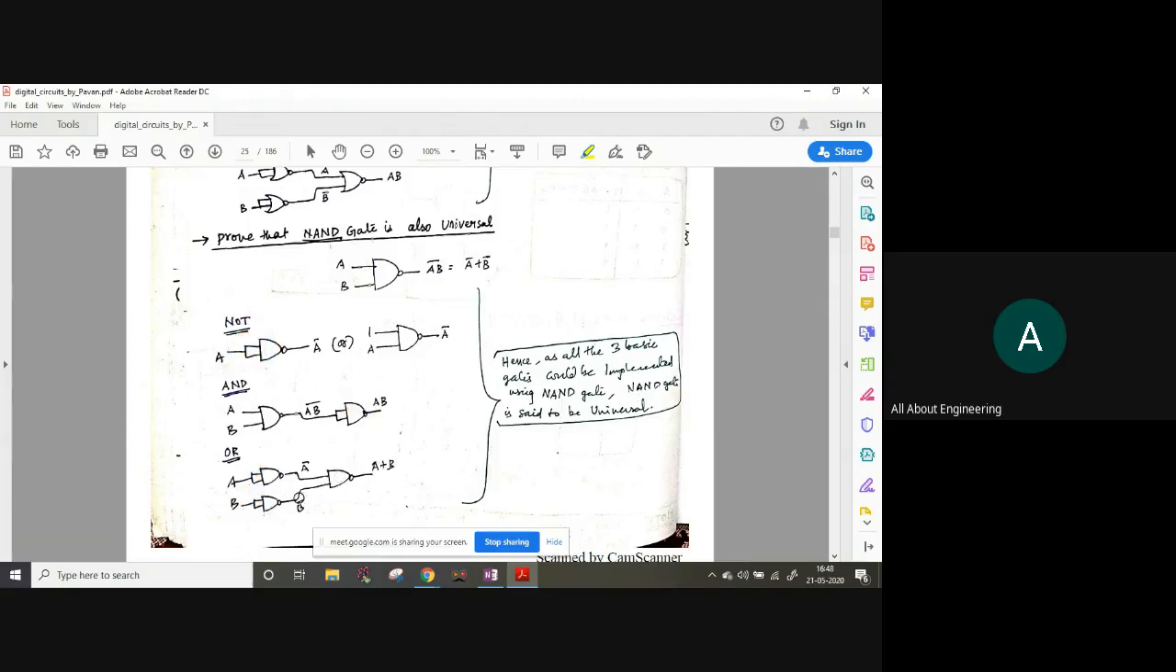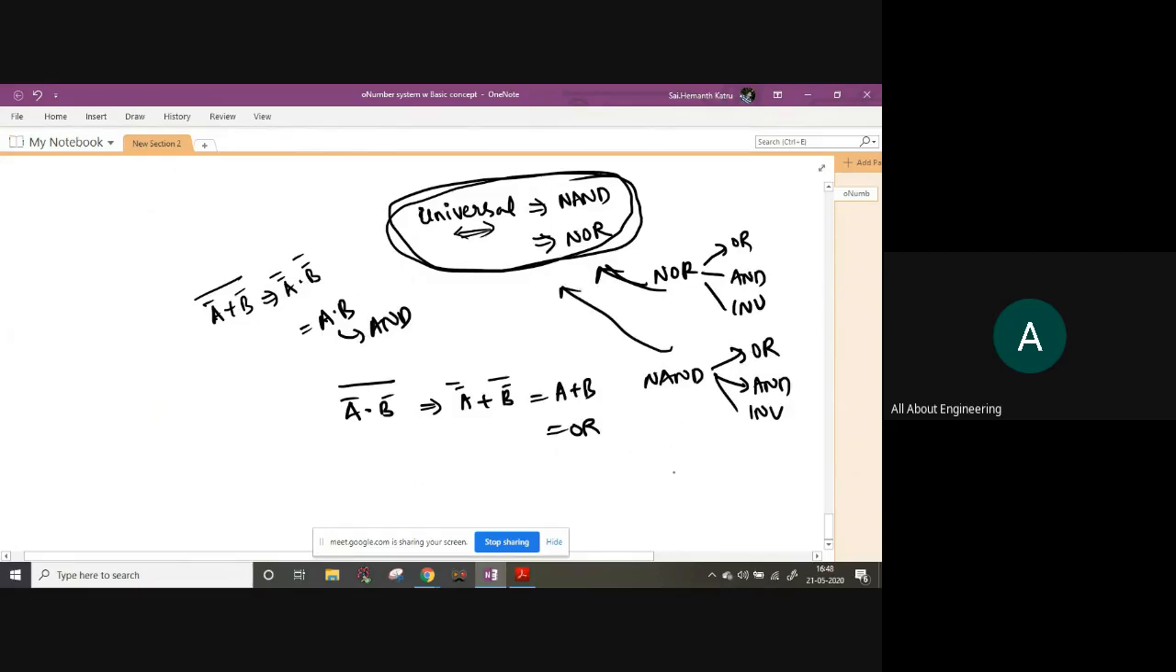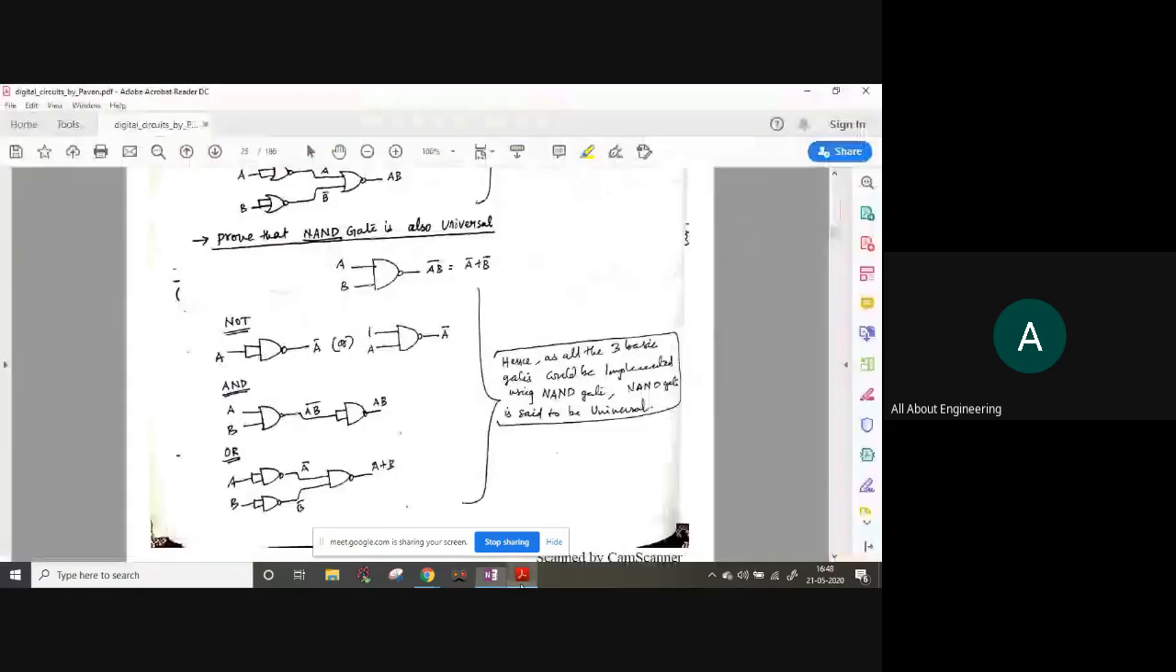Now if you see here, A bar and B bar are given again to a NAND gate. A bar and B bar whole bar. So you will get A bar whole bar plus B bar whole bar, which is equal to A plus B, the OR operation. So now the conclusion is, by using NAND gate also you obtained OR gate, AND gate, and inverter. Hence, this is also called a universal gate. So from the basic definition of universal gate, you solved using these two.